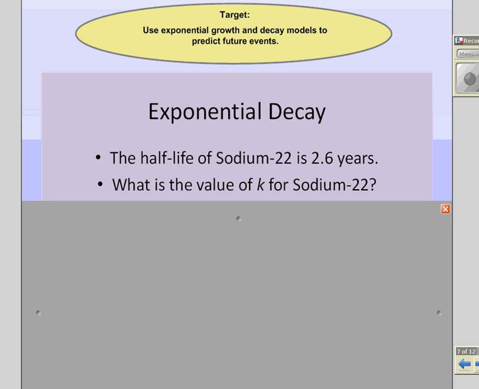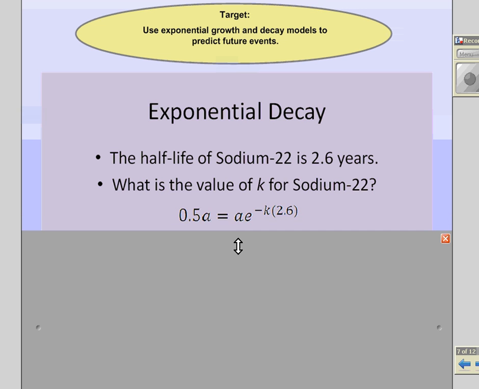So here's our example. The half-life of sodium-22 is 2.6 years. What is the value of k for sodium-22? k is the constant of decay. So when we're describing a half-life, we have an initial amount of a. We want to know what this k value is when we have half of the initial amount left over. So half of a, or 0.5 of a, and we have 2.6 years.